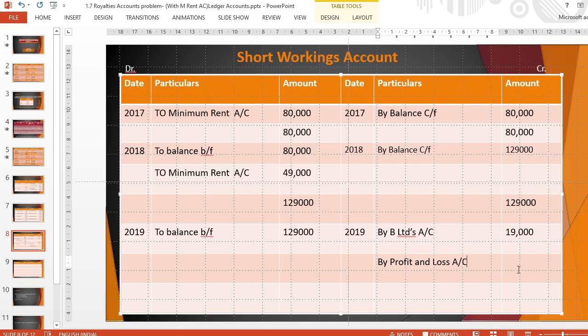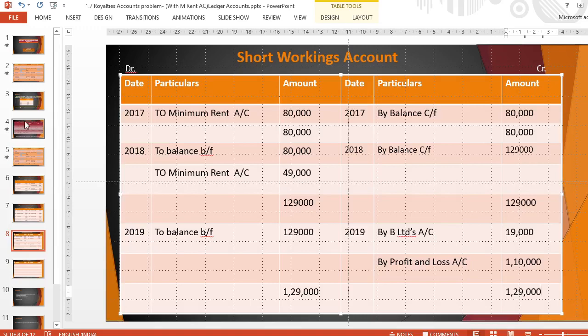Profit and loss account. Out of 1,29,000, 19,000 rupees is adjusted or recouped, and the remaining balance of 1,10,000 rupees is written off. So I'll close the books of accounts. Debit side total 1,29,000 and credit side total again 1,29,000 rupees.